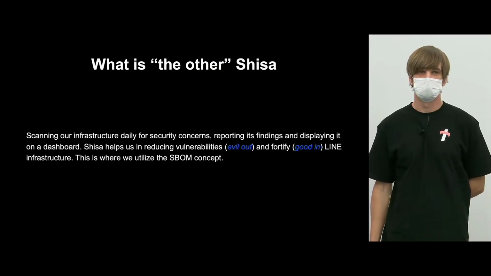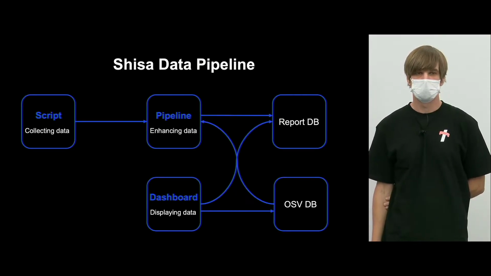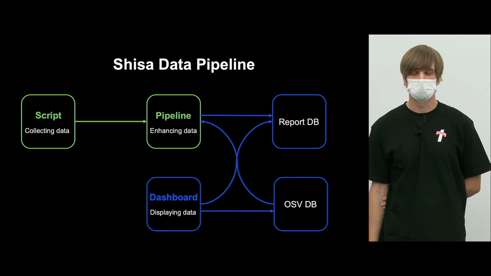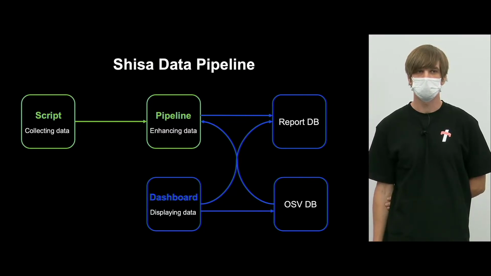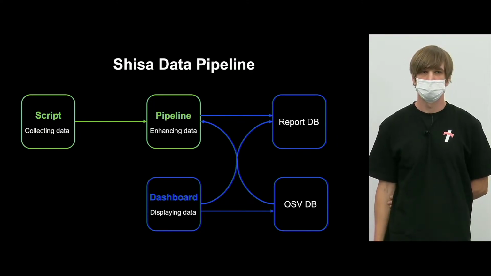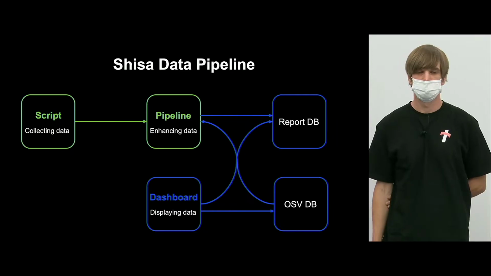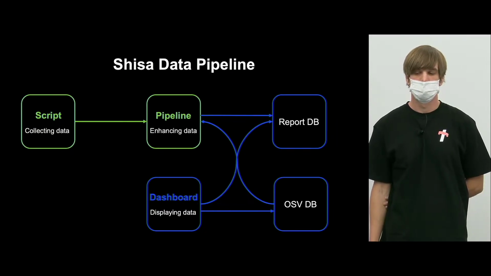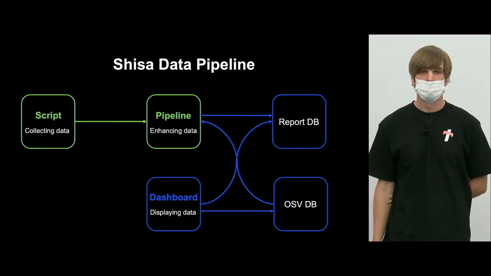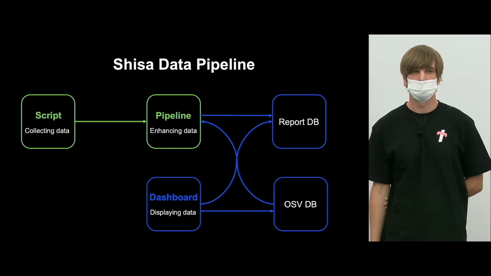So how does this Shisa work? Well, here is a simplified picture of the Shisa data pipeline. It first starts off with running a script on all of our servers. This collects data, not only SBOM data, but other critical information for determining the security stance of the server. It then outputs a JSON file, which we call a report. These reports get sent to something we call the Shisa Pipeline. Here, the report gets enhanced by various external resources. For example, is the IP on the server exposed through any load balancers? Or who is the owner of the server and what service does it belong to?